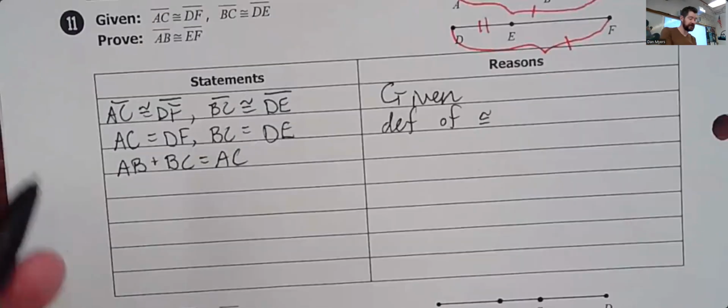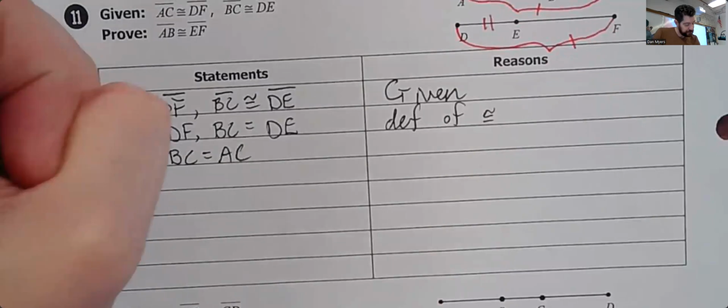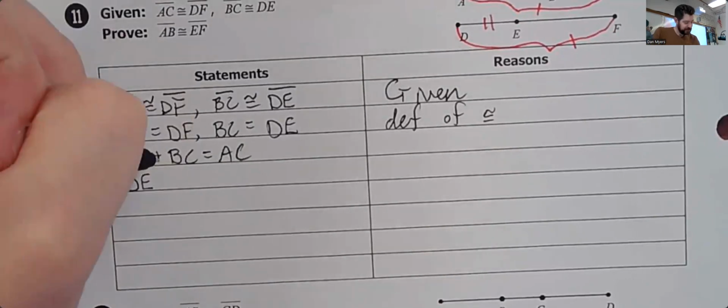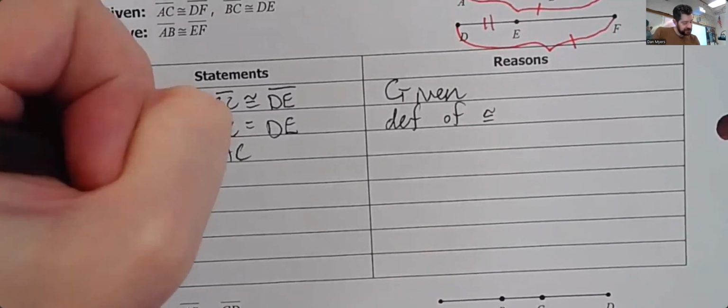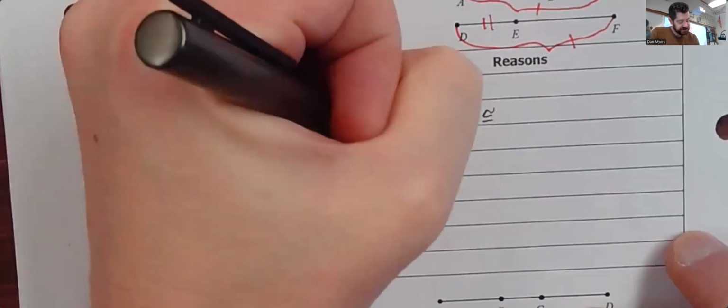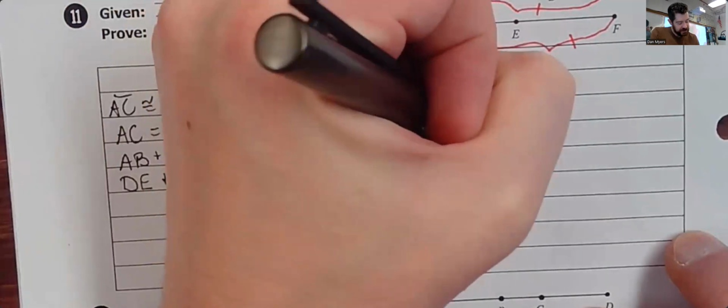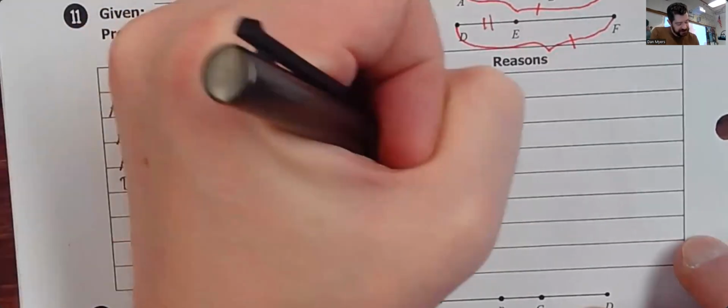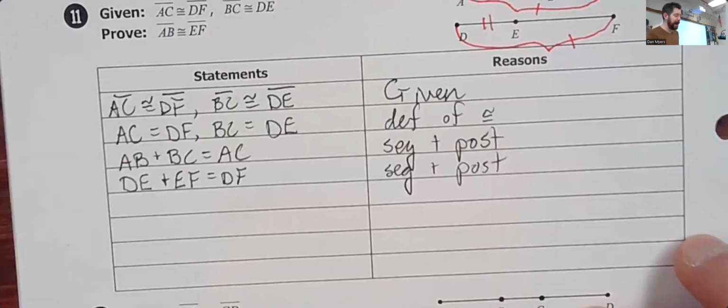And then I'm going to do the same thing for DF. So DE plus EF equals DF. Also because of the segment addition postulate. So segment addition postulate and then segment addition postulate. All right.